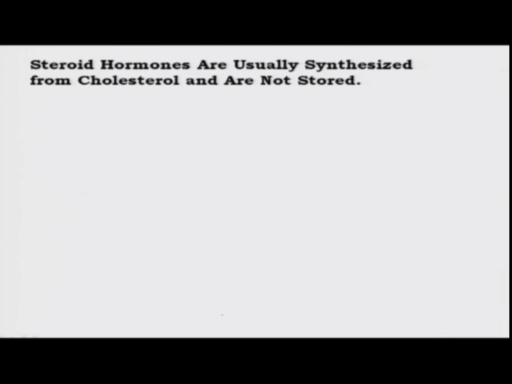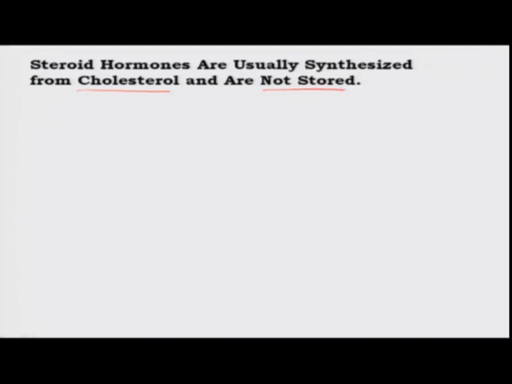Now, let us look at steroid hormones, the other kind of hormones that we know about. These steroid hormones are usually synthesized from a molecule called cholesterol, which you have probably heard a lot about. This cholesterol is a normal constituent of animal cell plasma membranes, right? And these steroid hormones are not stored. So, they are synthesized as and when they are required from the precursor, which is cholesterol, and they are released as and when required.